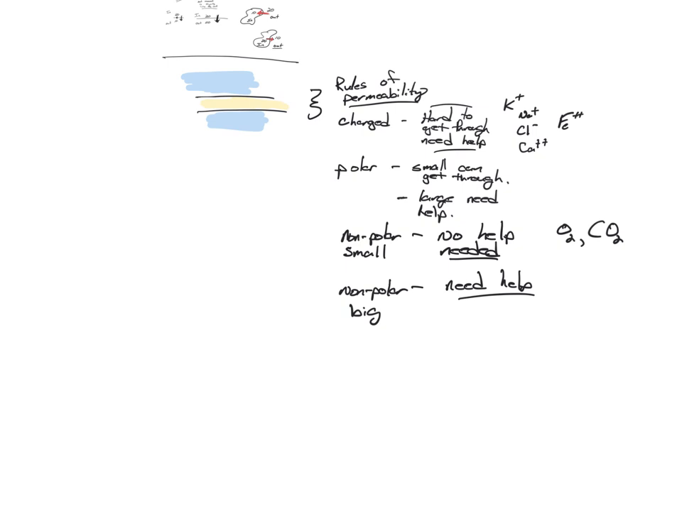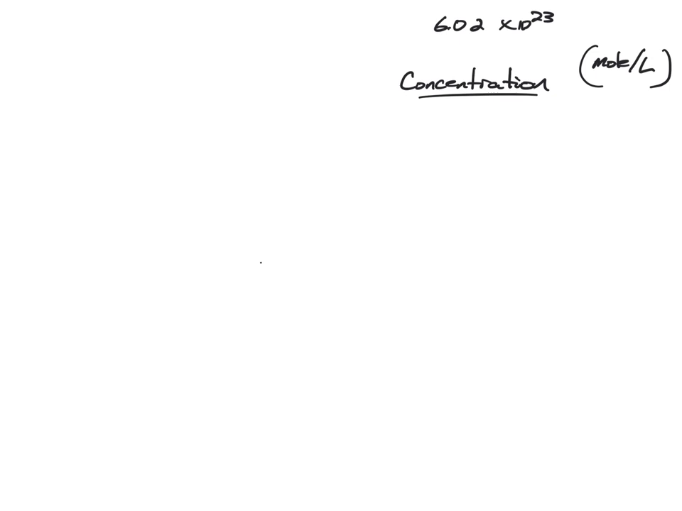The next question is concentration. And we've talked about concentration. We've talked about the idea of moles per liter. And we've said that a mole is 6.02 times 10 to the 23rd units. It could be atoms or molecules, particles. Let's call them particles. It's a really big number. So concentration is generally moles per unit volume. And that tells you how much of something there is in a beaker or any kind of solution.